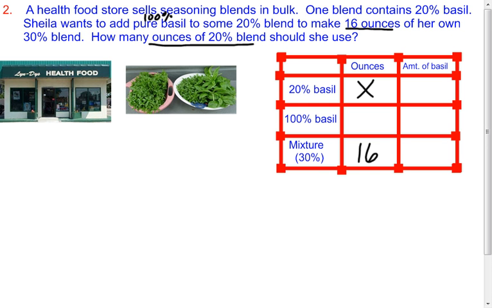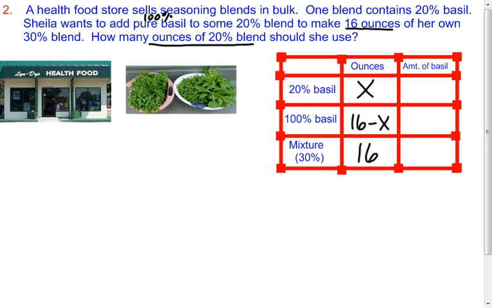Now, let's say she uses 5 ounces of the 20% basil. If she has 16 ounces total in the mixture, then 16 minus the 5 ounces means she would have 11 ounces of 100% basil. If she uses 12 ounces of the 20% basil, then 16 minus 12 means she has 4 ounces of the 100% basil. So if we don't know how many ounces of the 20% basil she's going to use, then this has to be 16 minus x.